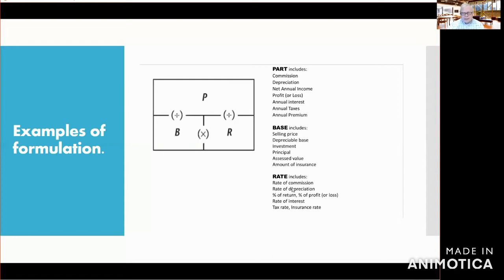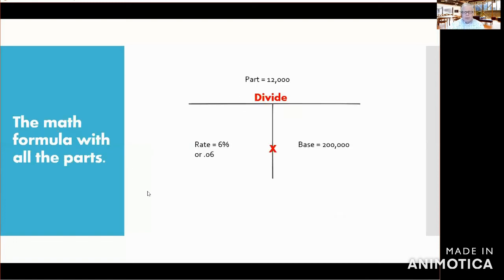You're pretty much always going to see these as what percent of this. So the rate of commission, the rate of depreciation, percent of return, rate of interest, tax rate, insurance rates. So these are the three parts. These are things that usually go into those three parts. So the math formula of all its parts.